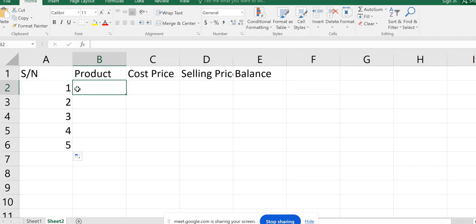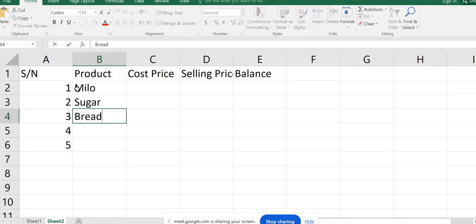So now let's quickly move to the business of the day. On products, let's say we have different products. Let's use different products here. We have Milo, sugar, bread. What else can we suggest? We have egg. Let me just use house things. We have egg, bread, Milo, milk. Let's just use that. So that is just inputting that.